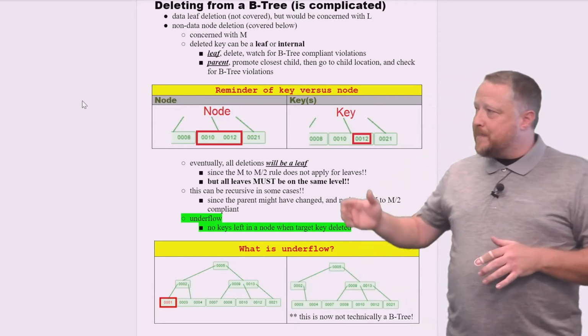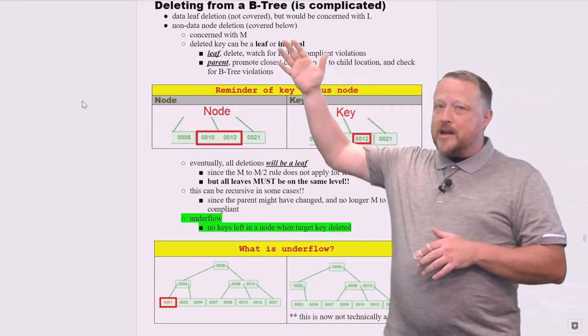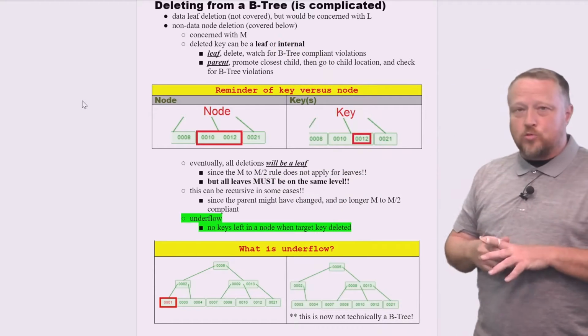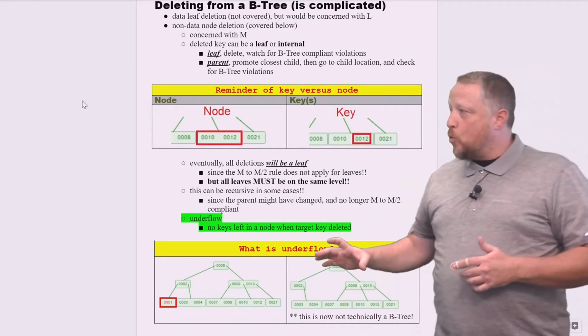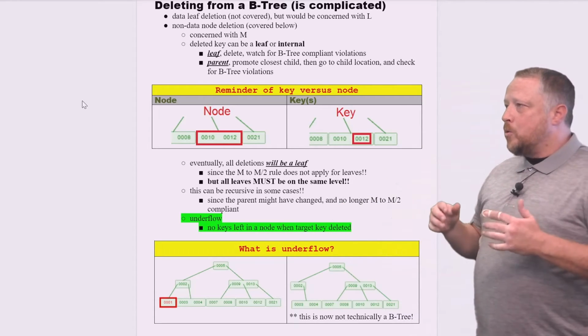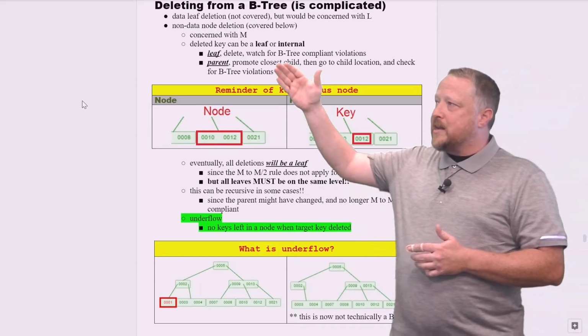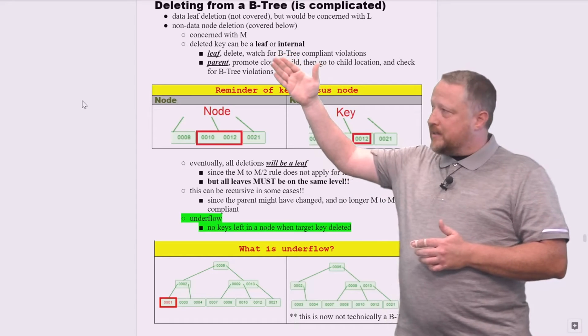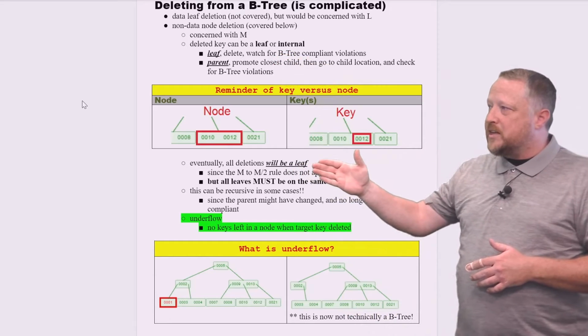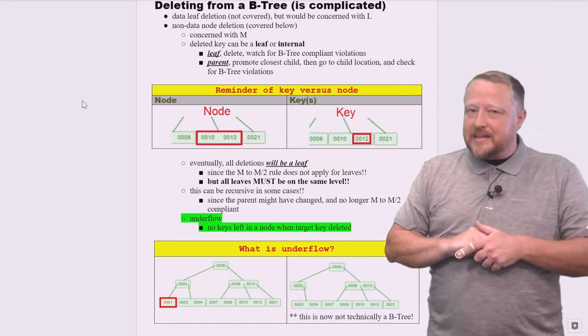So we have to keep that M in mind, and all of the rules about the M to M divided by 2 rule still applies for those that are non-leaves. So we have to be very, very careful. What's going to end up happening is that we're going to end up eventually deleting a leaf or an internal node. But eventually all the deletions will end up being a leaf.